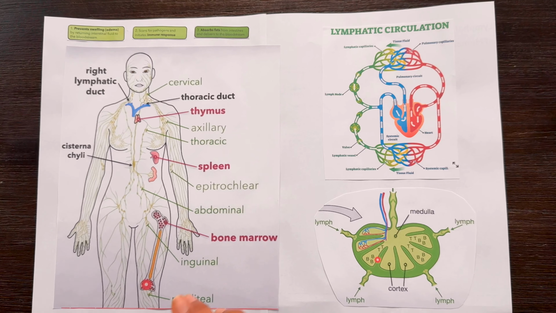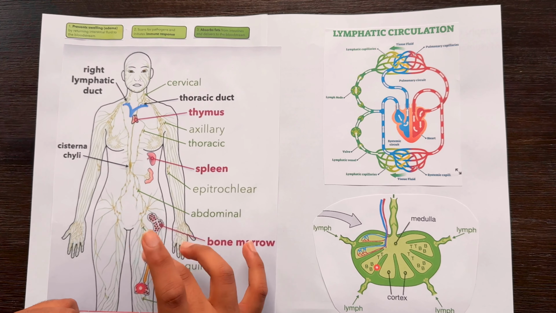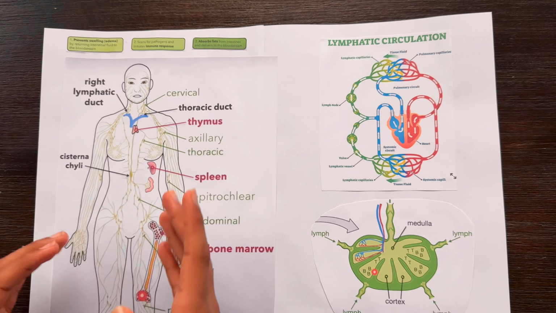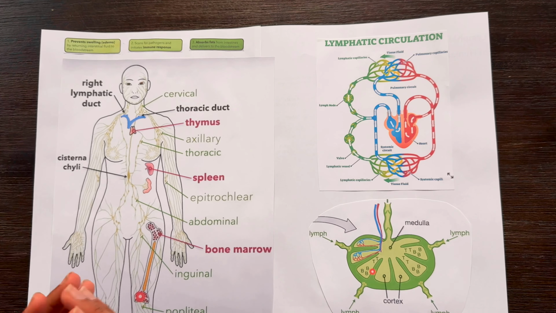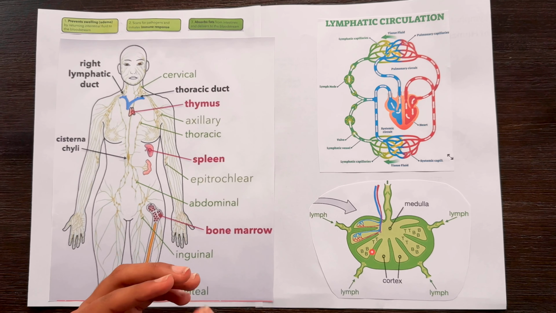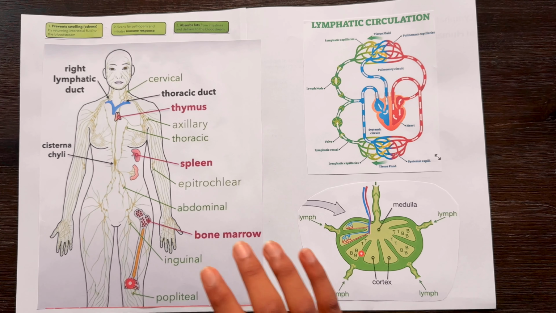And lastly, we have the bone marrow. The bone marrow is where all of the leukocytes, or all of the white blood cells, are originally created. From there, they are developed in multiple areas and specialized in multiple fields. For example, they could be a memory cell, a helper cell, a fighting cell, whatever it is.